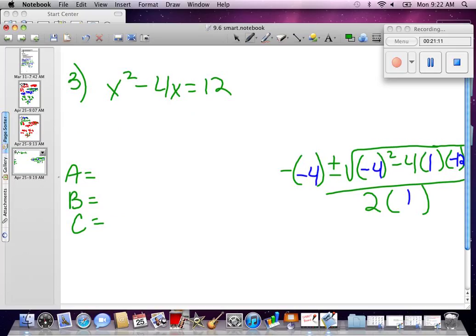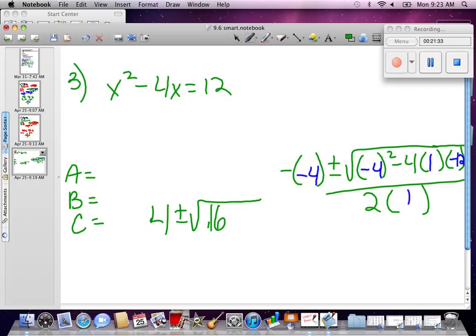What's the opposite of -4? +4. Okay, then we have plus or minus the square root of. Okay. Now we can try to put this in our calculator again. While she's putting it in her calculator, we're going to try it out. What's -4 squared? What's -4 times -4? +16.